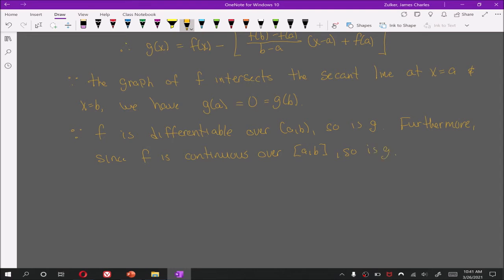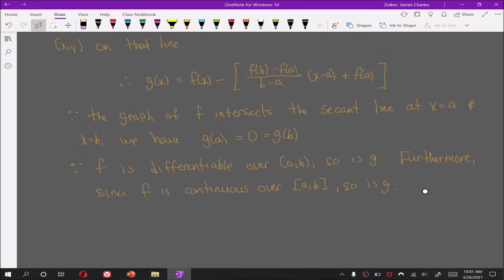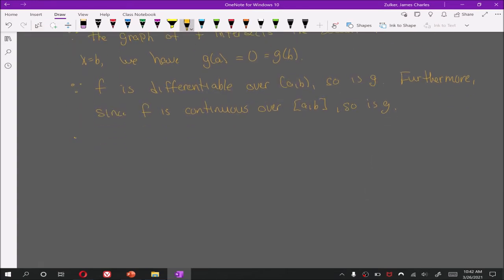Right? Because g is just the difference of two continuous functions, f of x and a line, which is continuous. Same thing as differentiable, right? And remember, the difference of continuous functions is continuous. The difference of differentiable functions is also differentiable. So we've now established that g of x satisfies the conditions for Rolle's theorem.